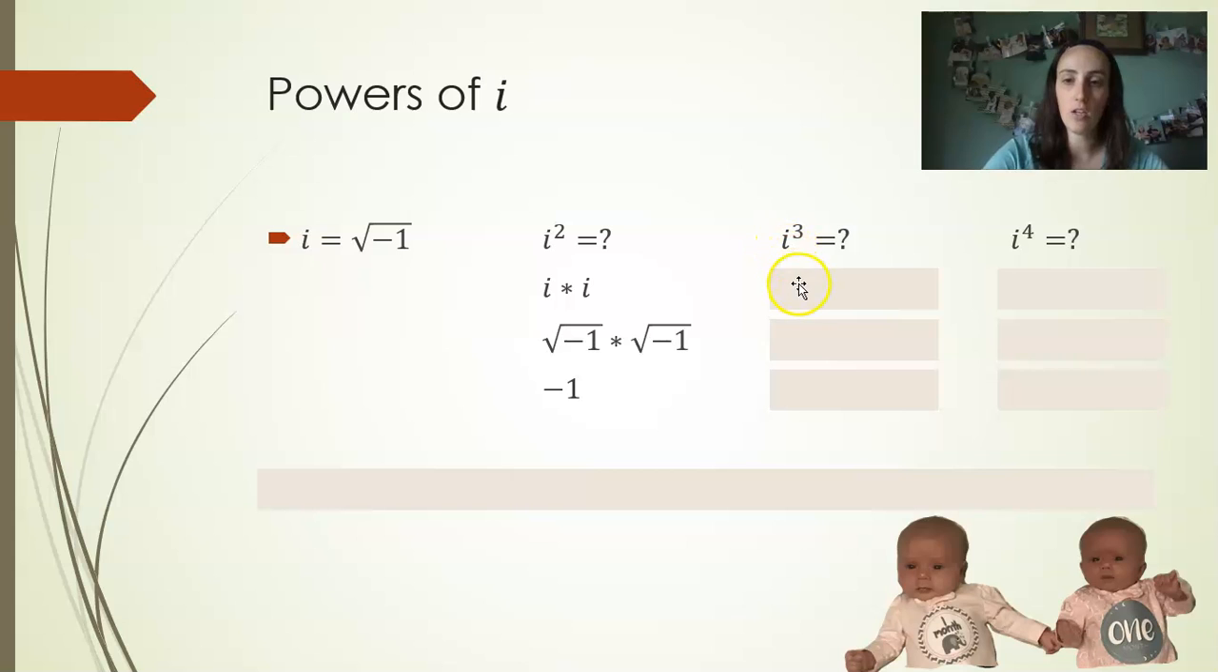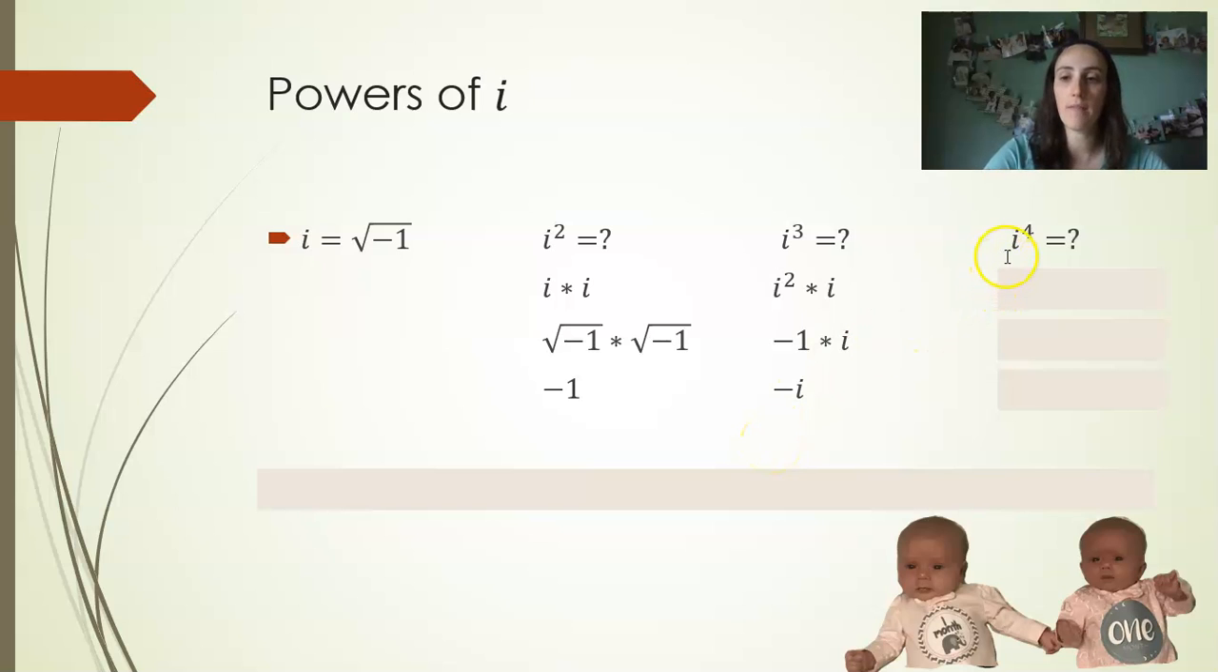Then what if we have i cubed? Well, i cubed is another way of saying i squared times i. And we just learned that i squared is -1. So this is really like saying -1 times i, which means I can just write that as -i.